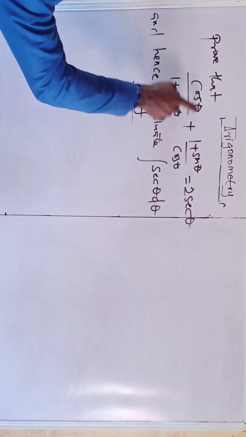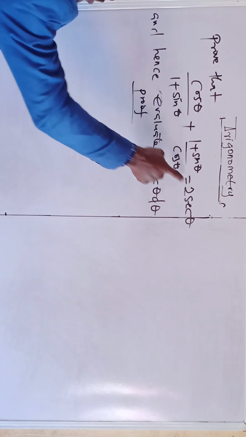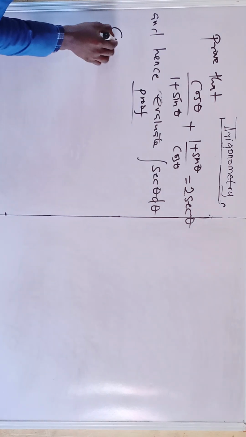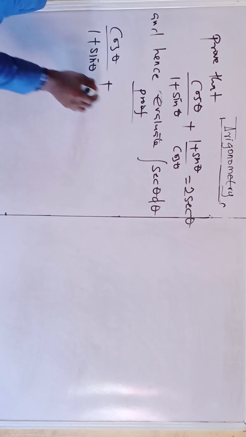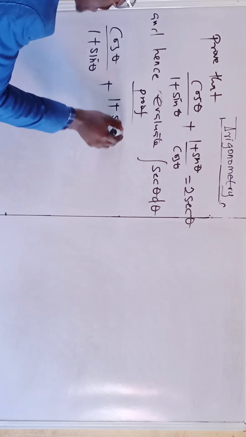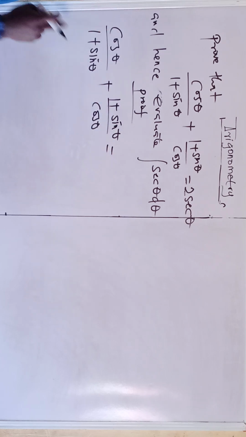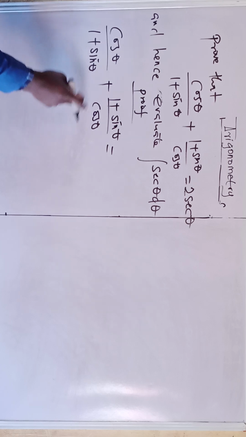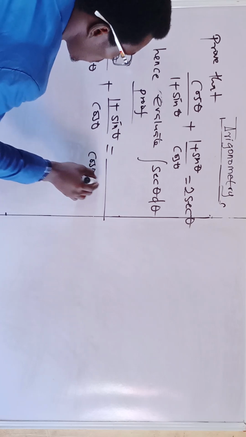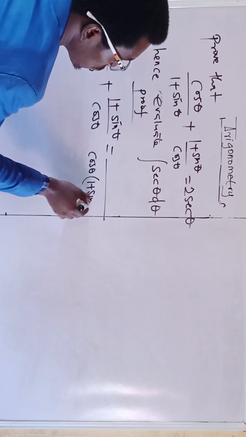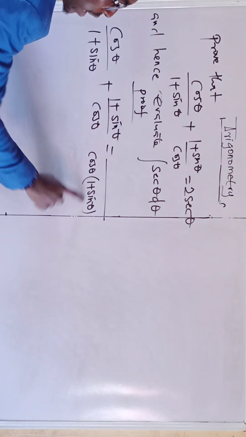Now, I want to show that cosine of theta over 1 plus sine of theta plus 1 plus sine of theta over cosine of theta is equal to this. So we have cosine of theta over 1 plus sine of theta plus 1 plus sine of theta over cosine of theta. Now, what we shall do here, we shall take the LCM, all right? And the LCM of these two expressions is cosine of theta multiplied by 1 plus sine of theta. Can you see that? Now, if this divides into this expression, we are left with this.